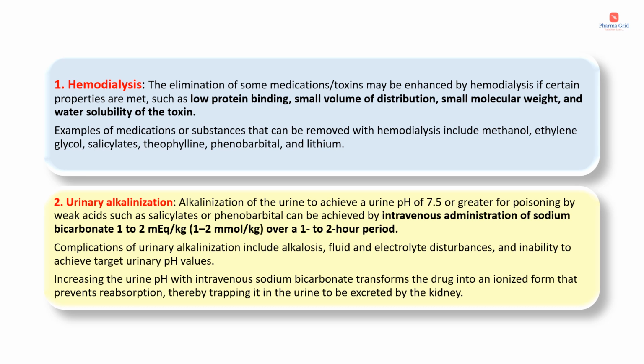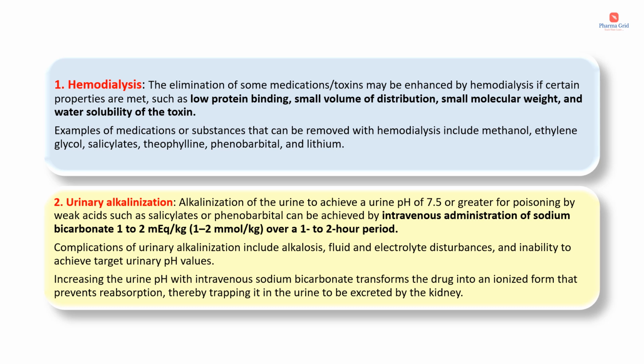The elimination of some medications or toxins may be enhanced by hemodialysis if certain properties are met, such as low protein binding, small volume of distribution, small molecular weight, and water solubility of the toxin. So in poisoning, hemodialysis will be useful only if these criteria are met. The criteria are low protein binding, that is the poison substance or the drug has low protein binding, small volume of distribution, small molecular weight, and high water solubility of the toxin. Examples of medications or substances that can be removed with hemodialysis include methanol, ethylene glycol, salicylates, theophylline, phenobarbital, and lithium.